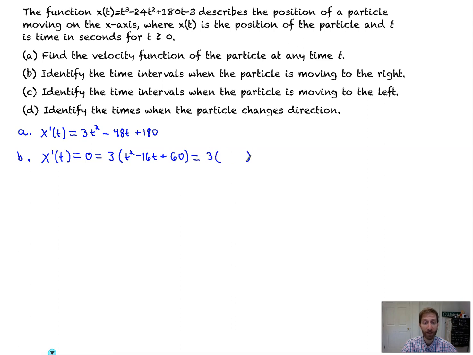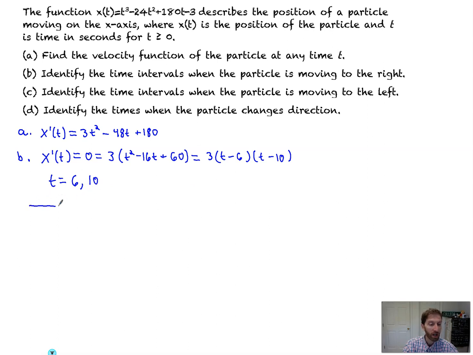Got the GCF on the outside, and we've got what multiplies to give me 60 that adds to negative 16: minus 6 and minus 10. Okay, now the zeros of this are very easy. 6 and 10. Nice. So those are my critical numbers, if you will. They're also the places where the velocity equals 0. Interesting. Well, that would be where the particle has stopped moving. So if you're ever asked when does the particle stop moving, it's where the velocity is 0.